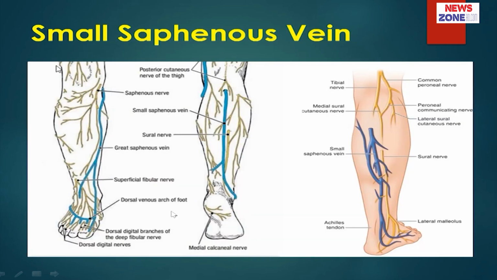In this picture we can see this is the dorsal venous arch, and from the lateral aspect this is the small saphenous vein that is going through the calf, and in the popliteal region it is piercing the deep fascia and it will be continuous as the femoral vein.